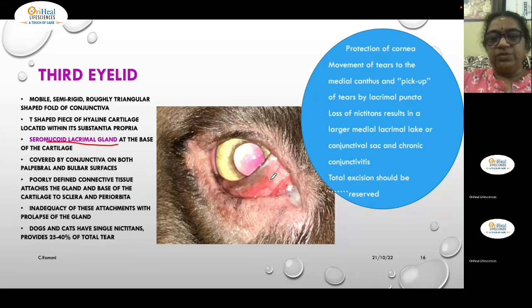So movement of the tears down the punctum is mainly due to the presence of the third eyelid. Third eyelid being such a very important organ, for its removal you should think twice. It is indicated only when there is a tumor of the third eyelid. Otherwise, always try to preserve the third eyelid.